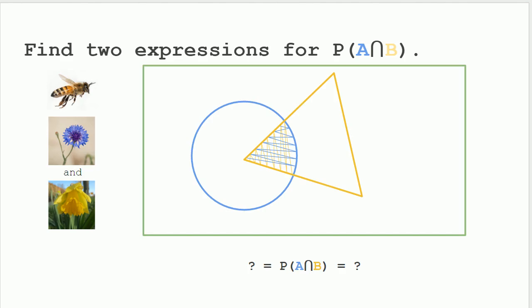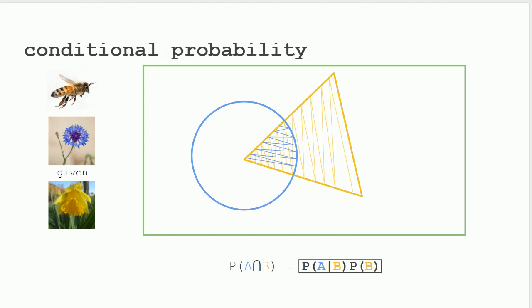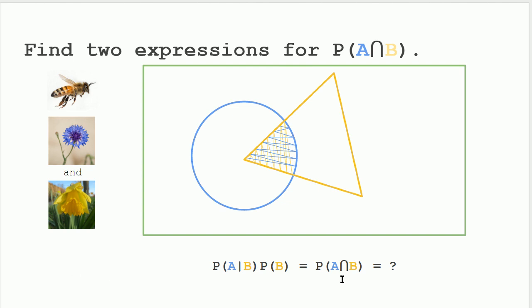Okay. So to derive Bayes' theorem, we first need to find two expressions for the probability of the intersection of two events. And just a reminder, the intersection of two events in our example of the bees is the literal overlap of these two patches, okay? So if you recall, we have the expression for the conditional probability, which is P of A given B times P of B, okay? And so we can pop that in on one side.